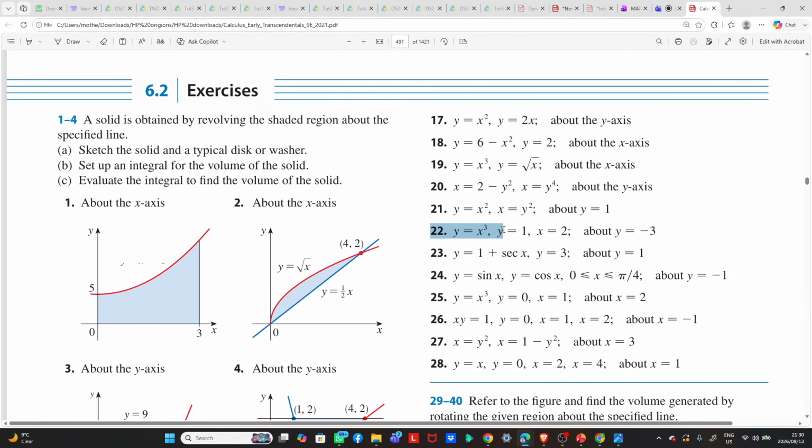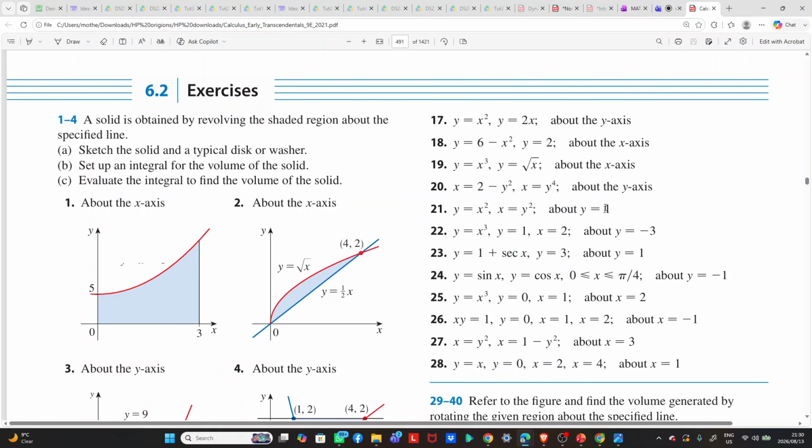So 22 is the same analysis. You see, we are still revolving about a horizontal line, y equals to minus 3. Similarly with 23. Similarly with 24. Now 25. No, I need to say something in regards to this one.